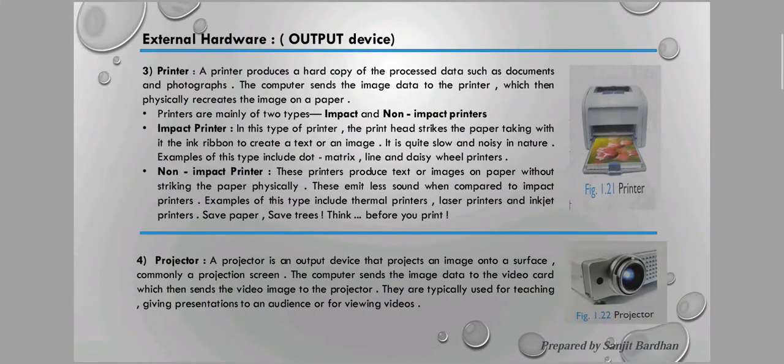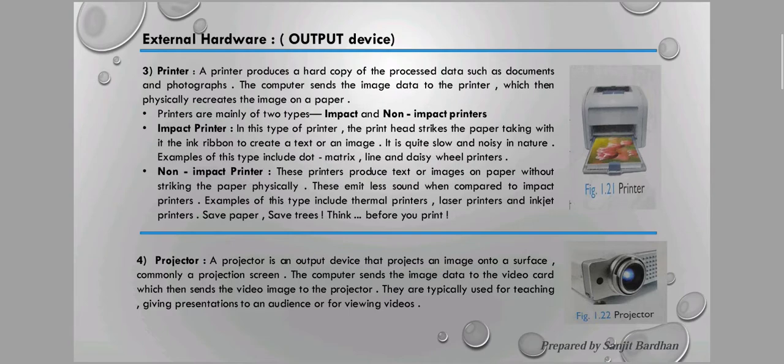Next is printer. Printer is mainly used to produce a hard copy of the processed data such as documents and photographs. When we are working on a computer, we need to print some documents. Then we use the printer to produce a hard copy of this document. The computer sends the image data to the printer, which physically recreates the image on paper.